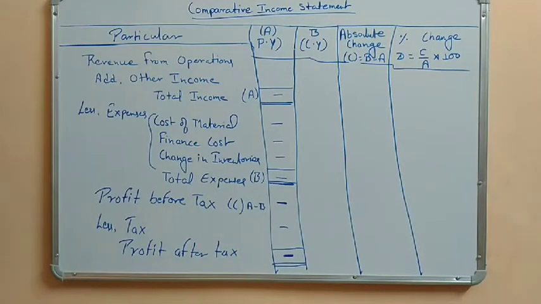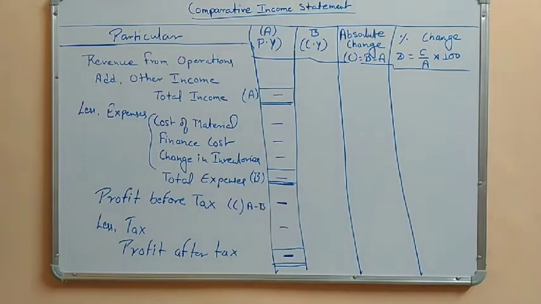Hello students, today we are going to discuss the format of comparative income statement. In front of the board, the format is given. Let us discuss one by one. What is the first item in particular? Revenue from operation. In revenue from operation, we have to add other income. We will get total income, that is A. Then we have to subtract the expense. Expenses consist of cost of material, finance cost, change in inventory, depreciation. It can consist of other expenses also. Then when we add it, we will get total expenses, that is B.